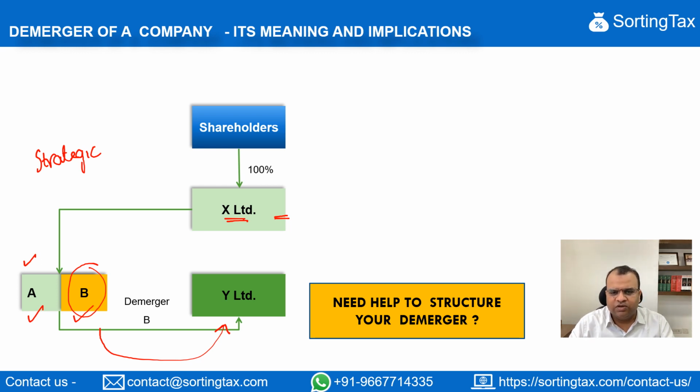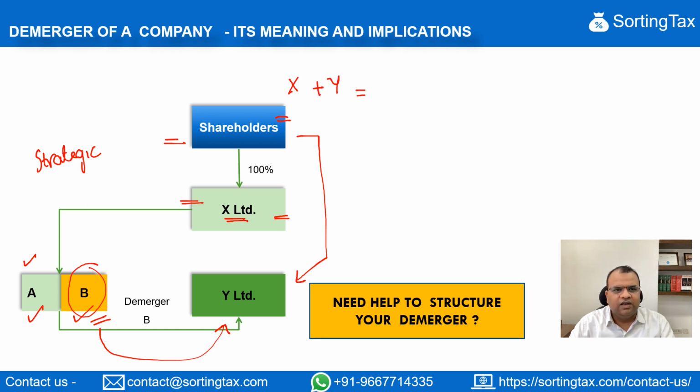What is the meaning of demerger? Demerger is nothing but the splitting of a company into two parts, whereby the shareholders who are owning the legal entity also become shareholders in the company to which the business is transferred. So when we look at this particular case, from a shareholder perspective, earlier he was having shares only in X, but now he has shares in X and Y.